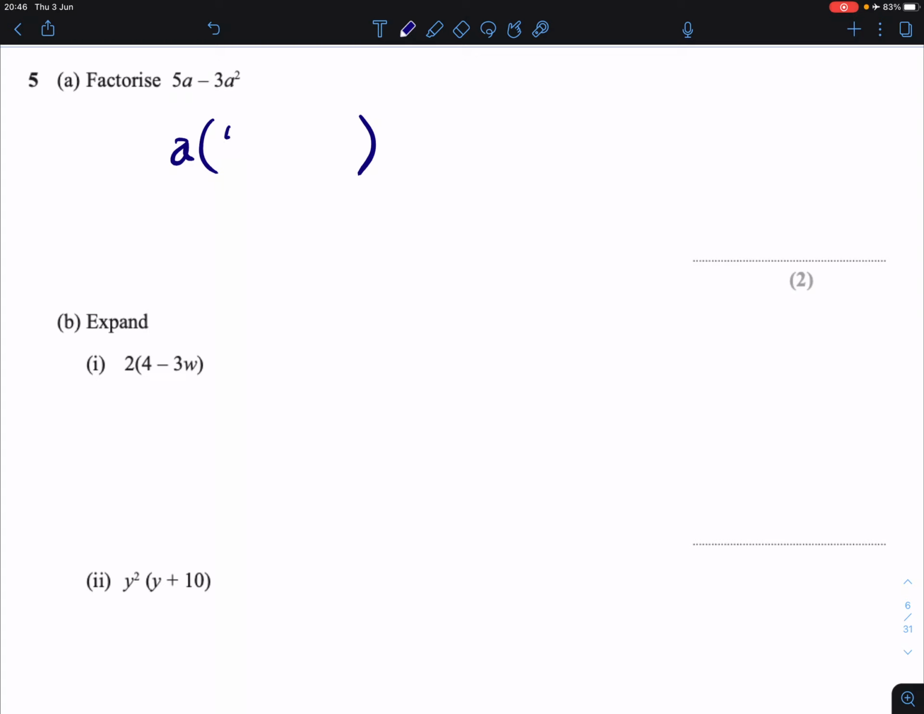5a divided by a is 5. That's what we'll have left over. And a negative 3a squared divided by a gives us a negative 3a. Nothing more to do other than that.